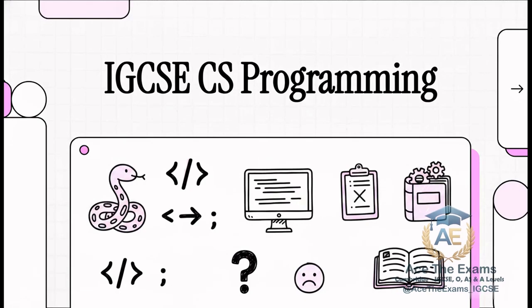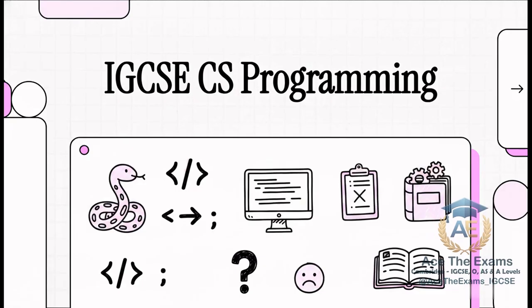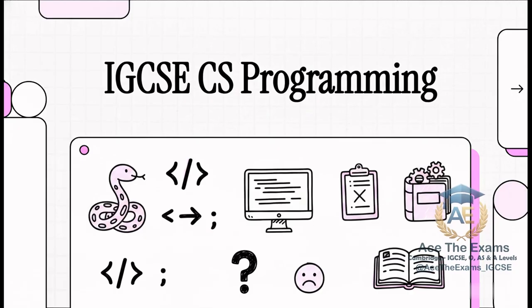Picture this. You've spent months grinding Python. You know how to write loops, you can debug syntax in your sleep, and you've even built a few complex little apps from scratch. So you walk into the Cambridge IGCSE computer science exam feeling absolutely unstoppable.